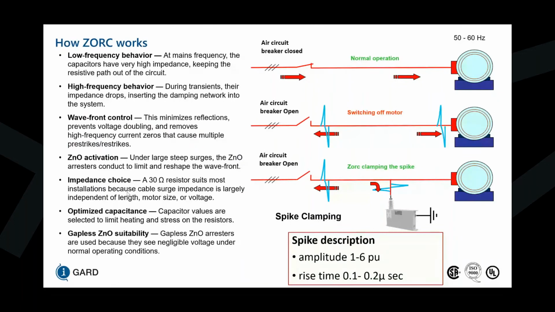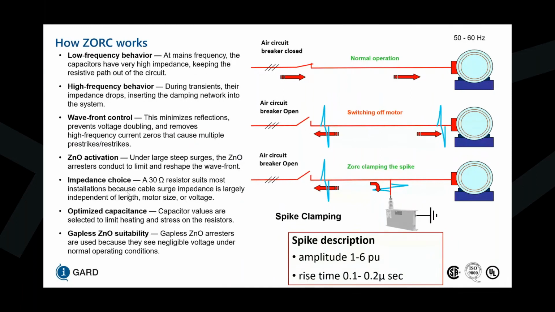So when the zinc oxide is activated under large steep surges, the zinc oxide arrestor conducts to limit and reshape the wavefront. The impedance choice of 30 ohm resistor suits most installations because cable surge impedance is largely independent of length, motor size, or voltage.